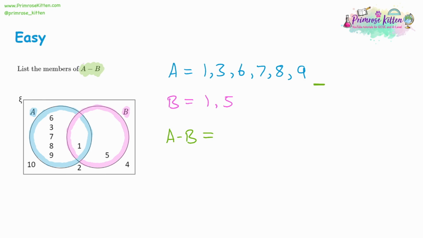And if we are taking these away from each other, do we have anything we can take away? Well, set A has got 1 and set B has got 1. So what we can do is take the 1 away. But you can see that none of the other numbers match up. So we keep them as they are.